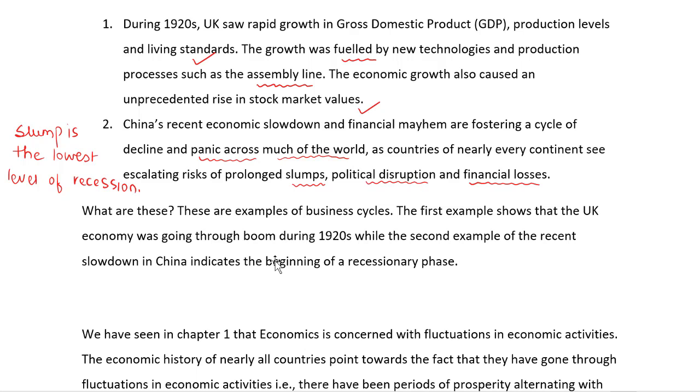What are these? So these are examples of business cycles. The first example shows that the UK economy was going through a boom situation during 1920, while the second example of the recent slowdown in China indicates the beginning of a recessionary phase.